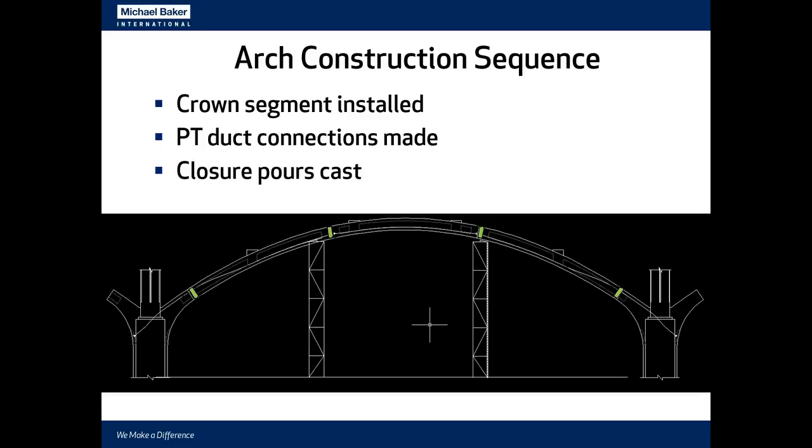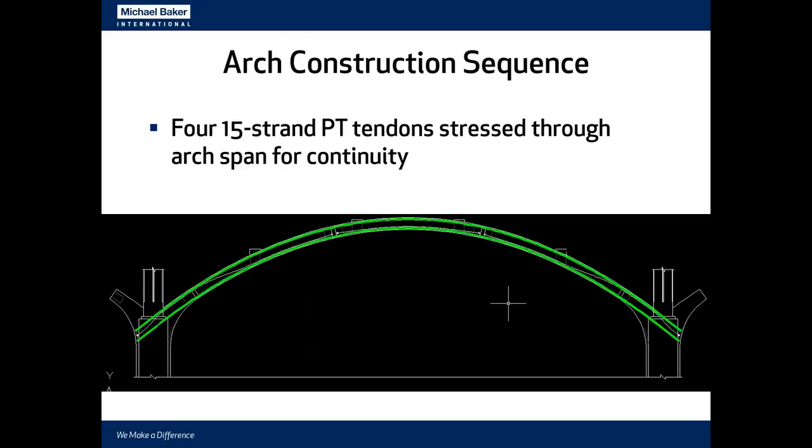Then the crown segment is erected on the temporary towers. Duct connections are made for our continuity tendons, which I'll talk about in a second, and then closure pours are cast between the crown segment and the end segment.